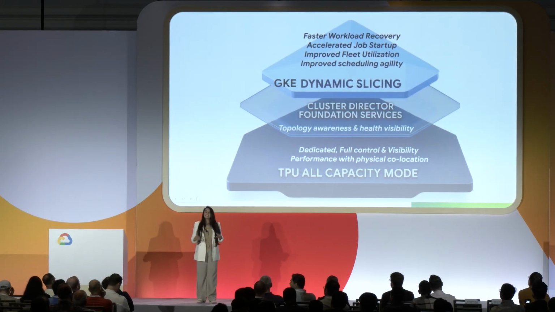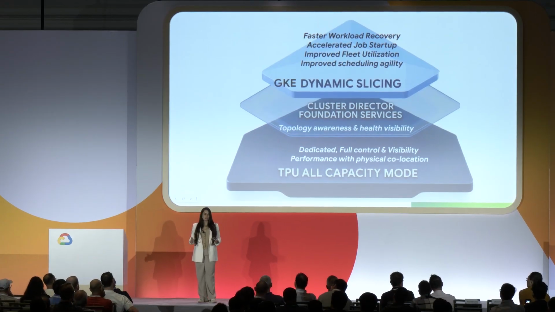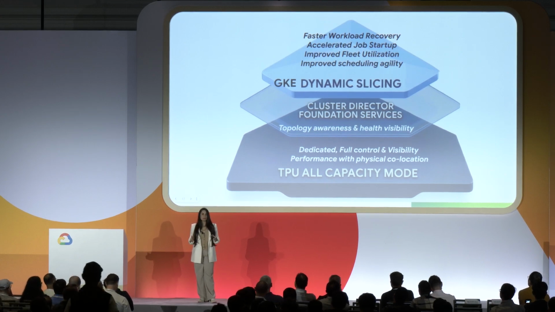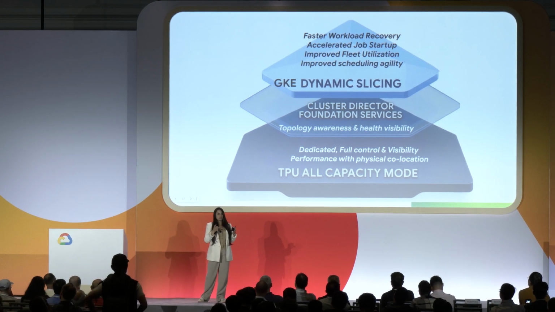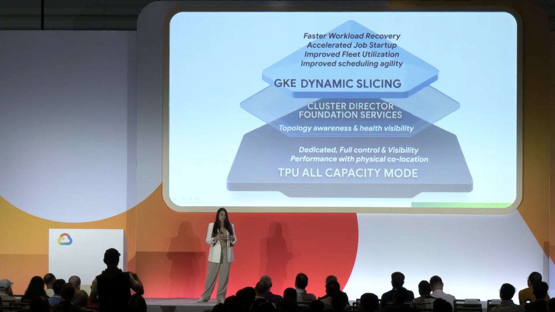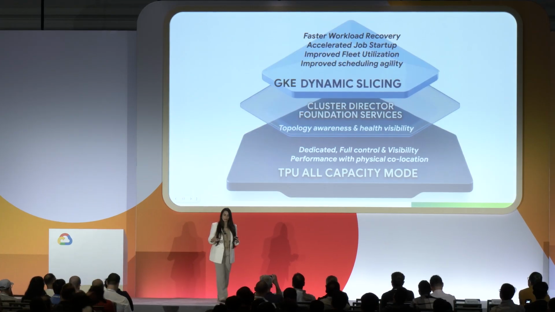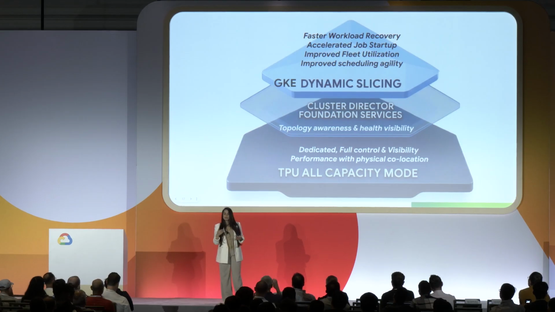OK. So TPU all-capacity mode is basically your raw horsepower. It's a raw dense reservation. And one thing to remember is that you can improve the performance by co-locating your workload. That's possible with TPU all-capacity mode. And on top of this come cluster director capabilities, which provide topology awareness and health.